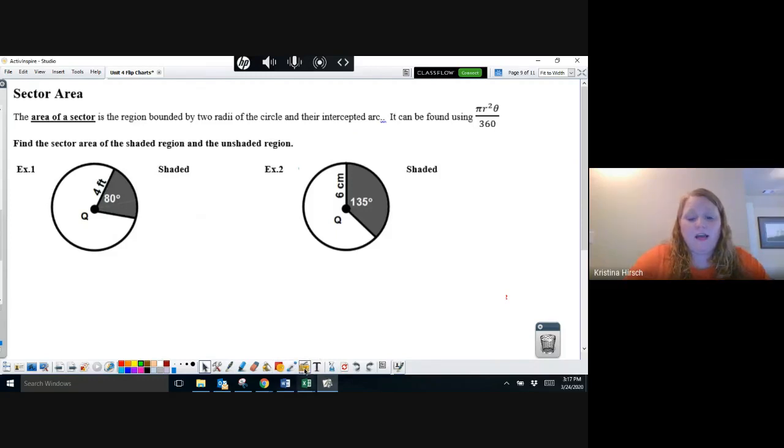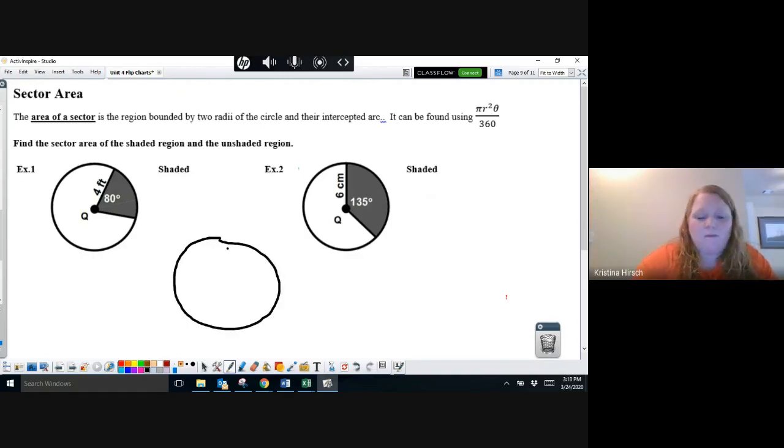Sector area is when you have a piece of pizza. If I have a slice of pizza, I want to know how much area that slice is, like how much cheese is on the pizza. So I'm not looking at the outside crust anymore; I'm looking at all the toppings. That's what a sector is. It's not a triangle, because triangles have 3 straight sides, and this has 2 straight sides and 1 curved side.